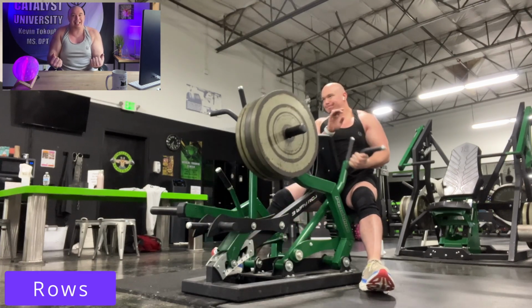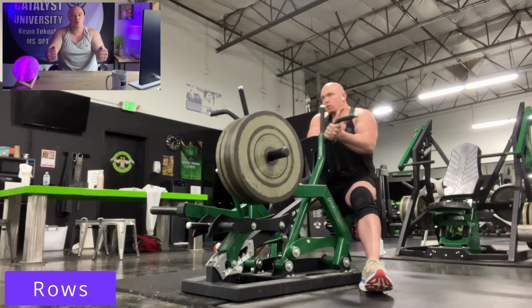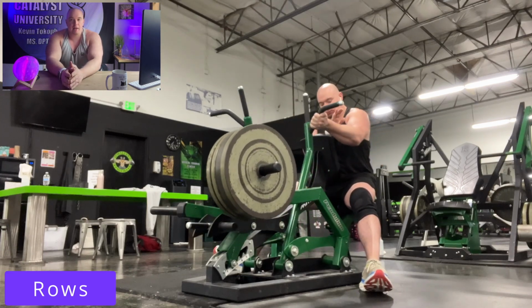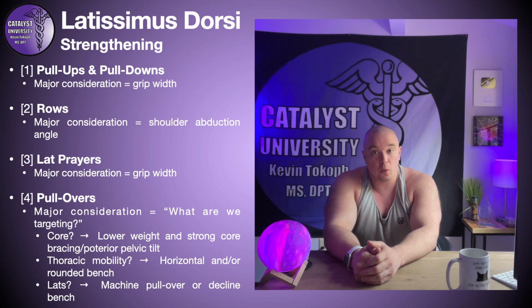It keeps your arms a lot closer to the side. But realistically, supinated grip versus a neutral grip on that, it's not going to make that much of a difference. It's still going to be that shoulder extension. It's still going to get you more lower lats. So that's the big thing on rows. It's the shoulder abduction angle.